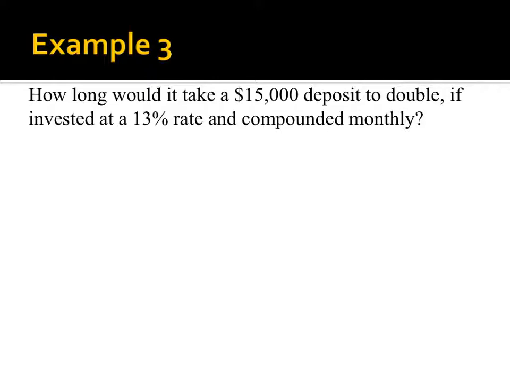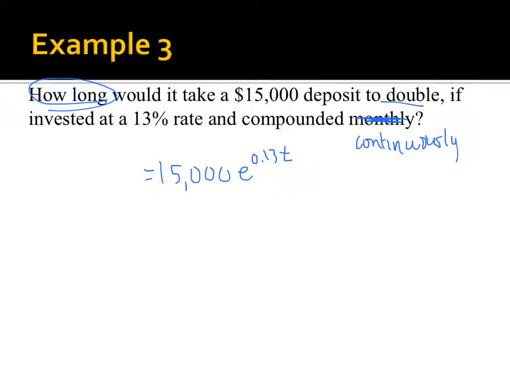How long would it take for a deposit to double if it's invested at 13% rate and is compounded continuously? Now for these, I'm going to set it up because this is actually going to be the same thing. So I have a $15,000 deposit invested at 13%, and I want to know how long, which means I don't know t, and I want it to double. Well, double of 15 is 30, but we just did something like this right now. So I'll let you try this out. Well, actually, let's go ahead and do this.